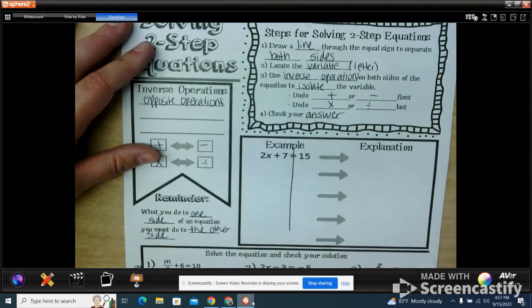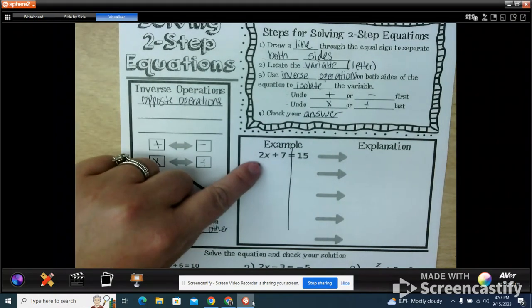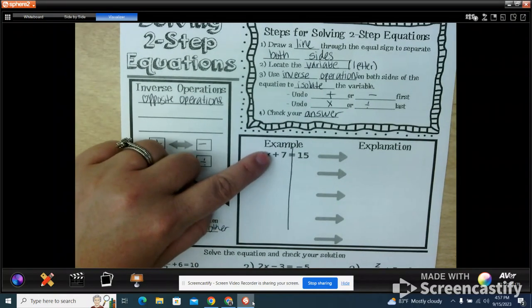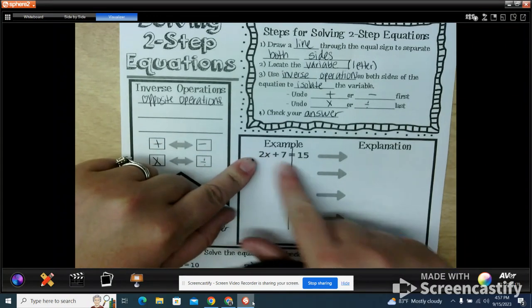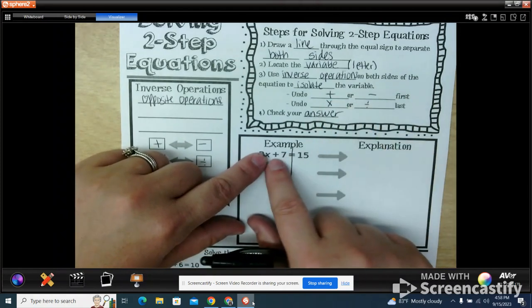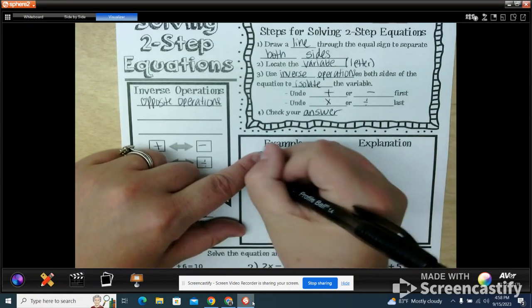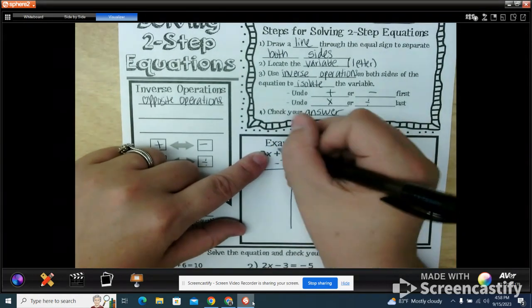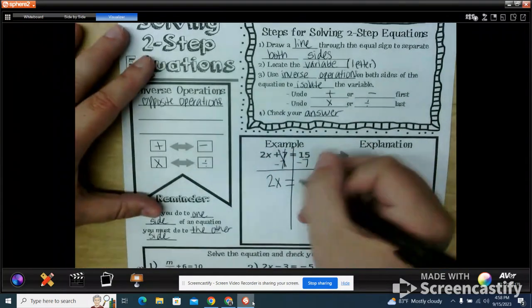So I'm going to draw a line down the middle to separate the two sides. Here's my variable. Okay, we're going to use inverse operations to isolate it. So I want to get the letter on one side, the numbers on the other. So first we're going to undo addition and subtraction. So I have addition. To undo addition, we're going to undo it by subtraction. So we're going to minus 7 on both sides. We're going to bring down 2x. 15 minus 7 is 8.